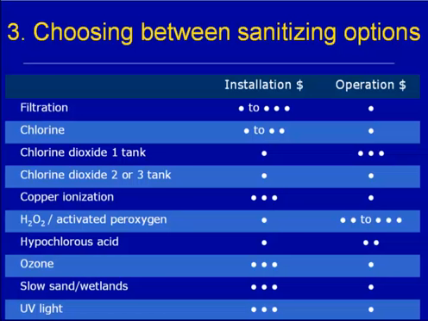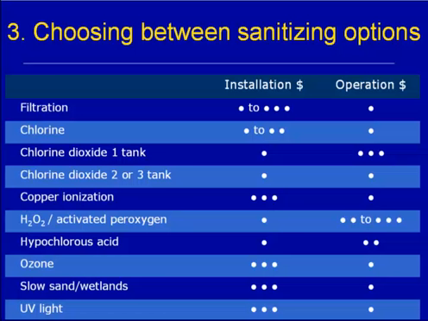Activated peroxygen products include Xeritol, Xeriton 3, Sanidate 12.0. These products, again, are low installation cost but have a higher per 1,000 gallon cost. Hypochlorous acid is the active ingredient, and chlorine is a product called Oxide, which is a refined, stabilized version of hypochlorous acid. Low installation cost, moderate operating cost.